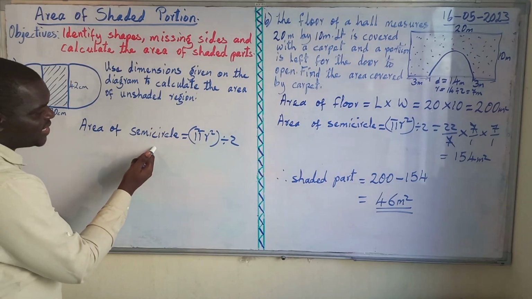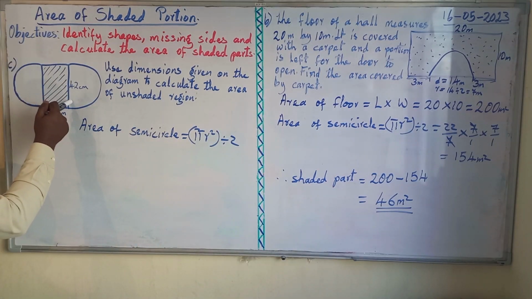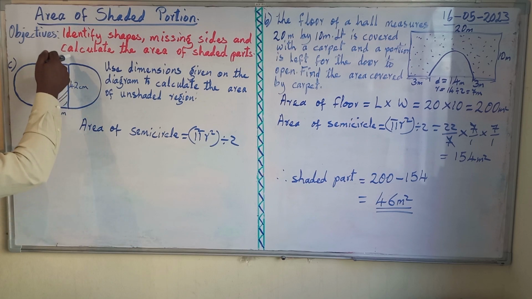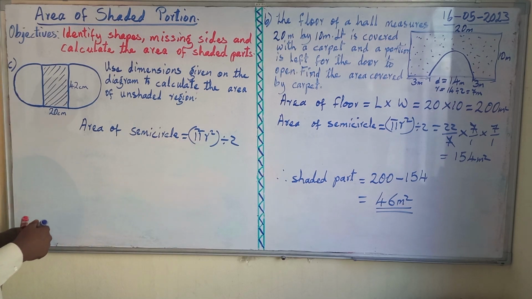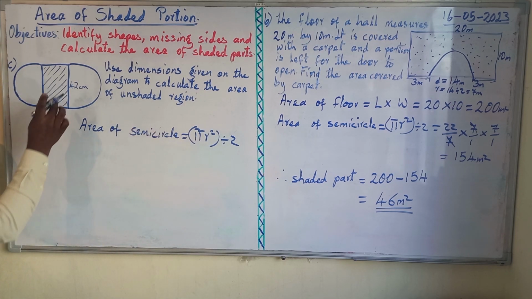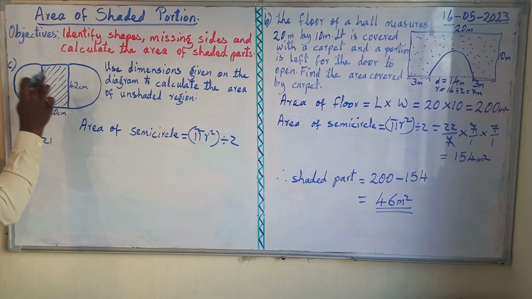Area of a semicircle is pi radius squared divided by 2. In this case, we have been given the diameter because the line that cuts across is not the radius, but we need the radius. So for us to find the radius, you divide the diameter, which is 42, by 2, which is equal to 21. So our radius here will be 21.